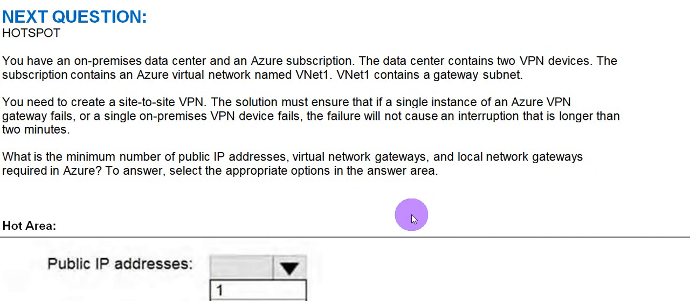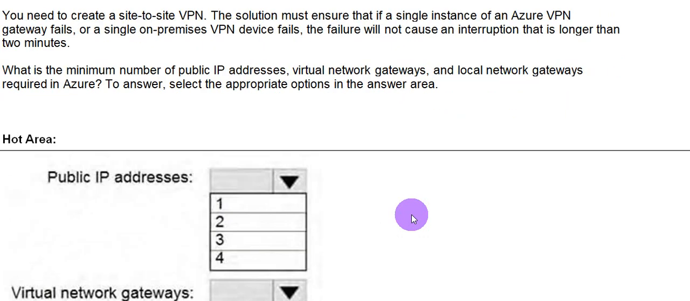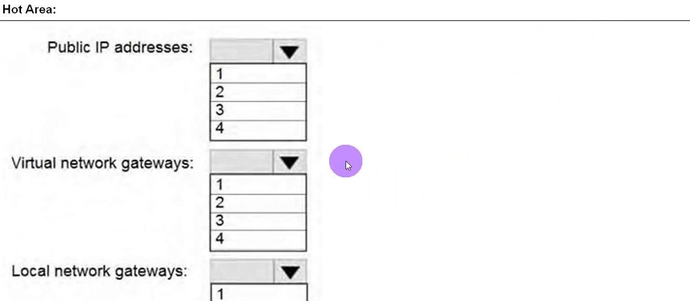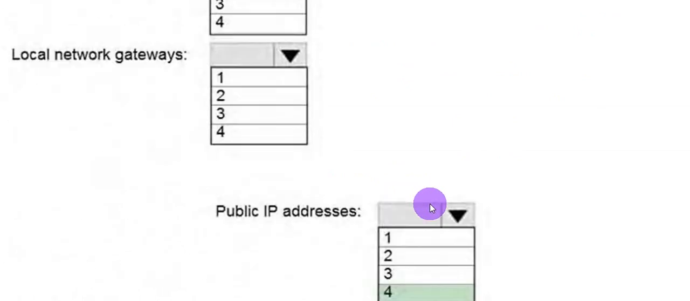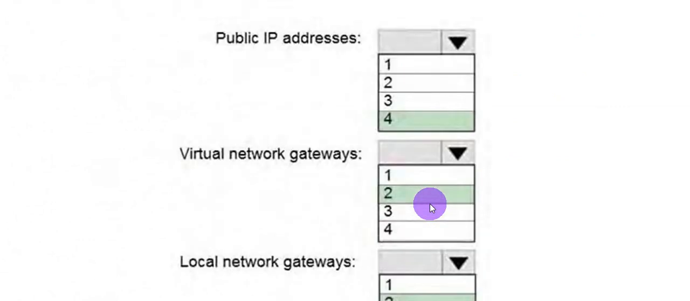What is the minimum number of public IP addresses, virtual network gateways, and local network gateways required in Azure? To answer, select the appropriate option in the answer area. This is the table for public IP address. This is the table for virtual network gateway. Third is the table for local network gateway. Now the correct part, the ones highlighted with green: 4 for public IP address, 2 for virtual network gateways, and 2 for local network gateways.